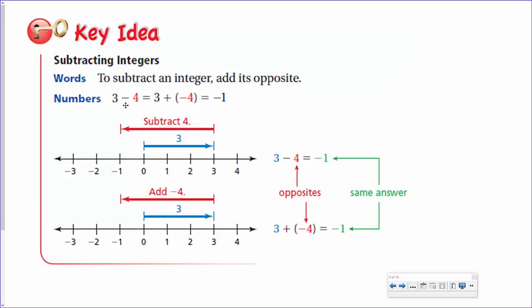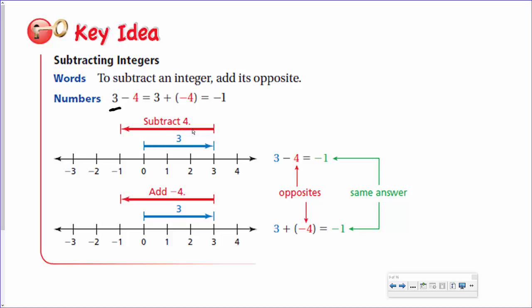So let's take a look at this, because I know some of these are a little tricky. If I have to subtract an integer, add its opposite. So if I have 3 minus 4, that's the same thing as taking 3 plus negative 4. They mean exactly the same thing. And in both cases, the answer equals -1. So here I'm subtracting 4. I'm adding, or so I add 3 first of all. That's what this represents.